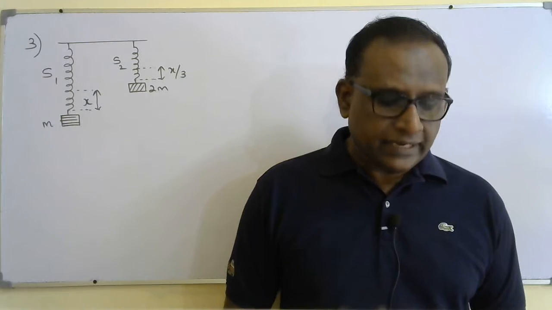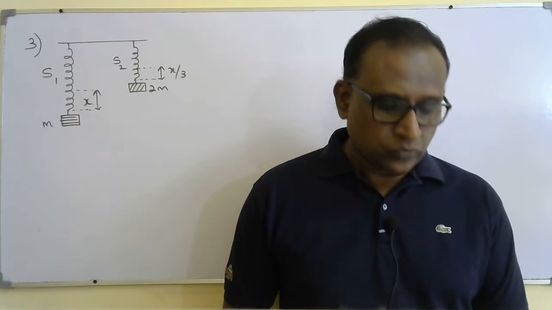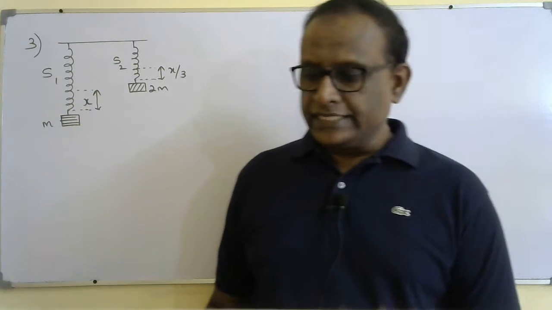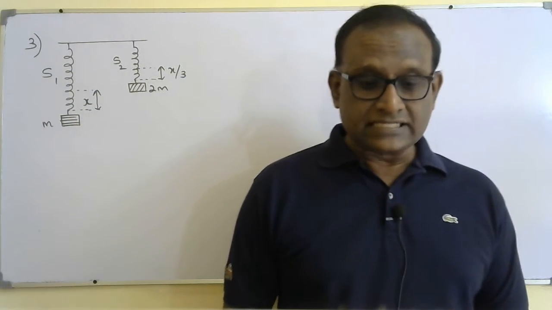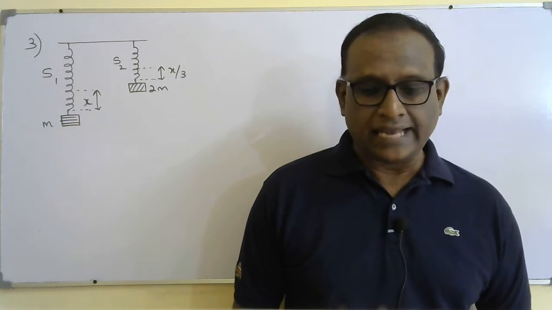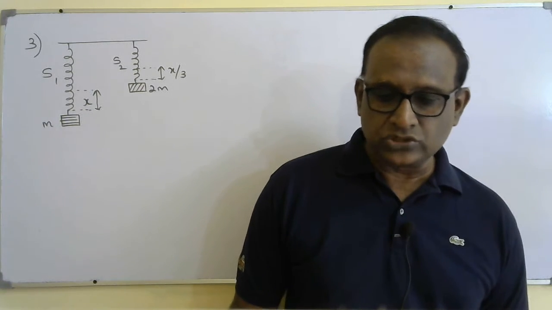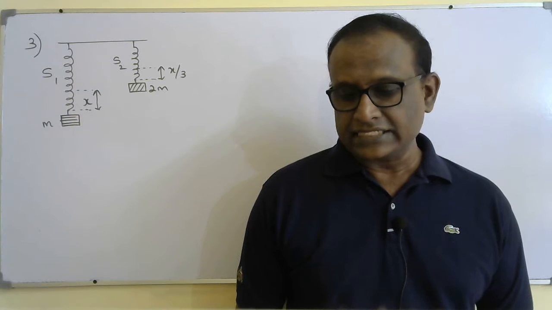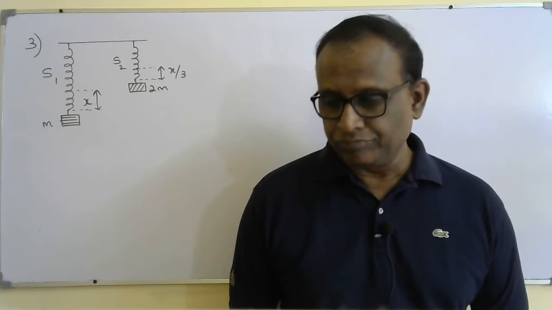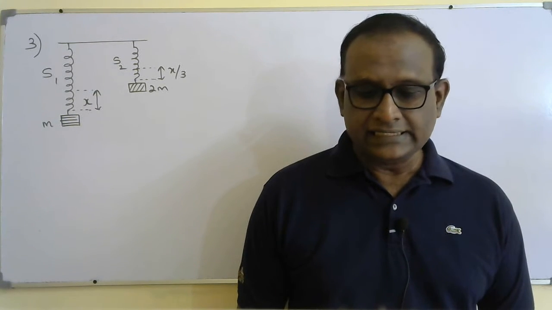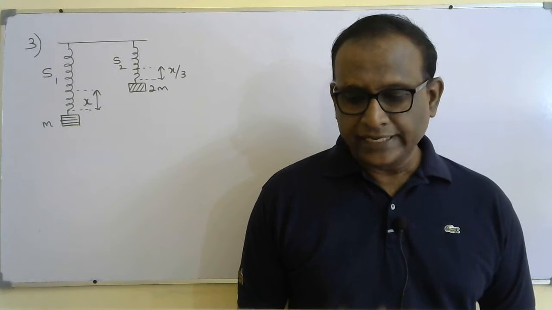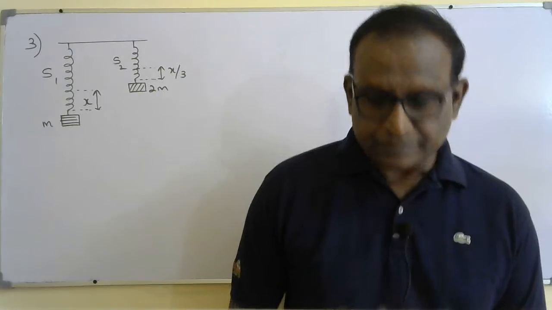Okay, question number 3, October 2021, Unit 1 paper. This diagram is given. Two different springs, S1 and S2, are suspended from a fixed support. Masses are attached to the bottom of S1 and S2 as shown. The extension of S1 is X and the extension of S2 is X over 3. The elastic strain energy in spring S1 is E. Which of the following is the elastic strain energy in spring S2?